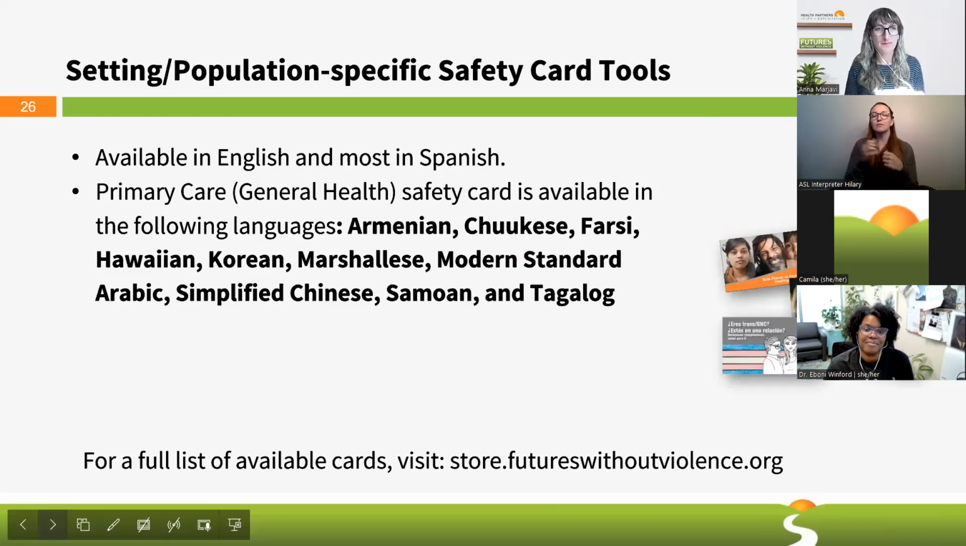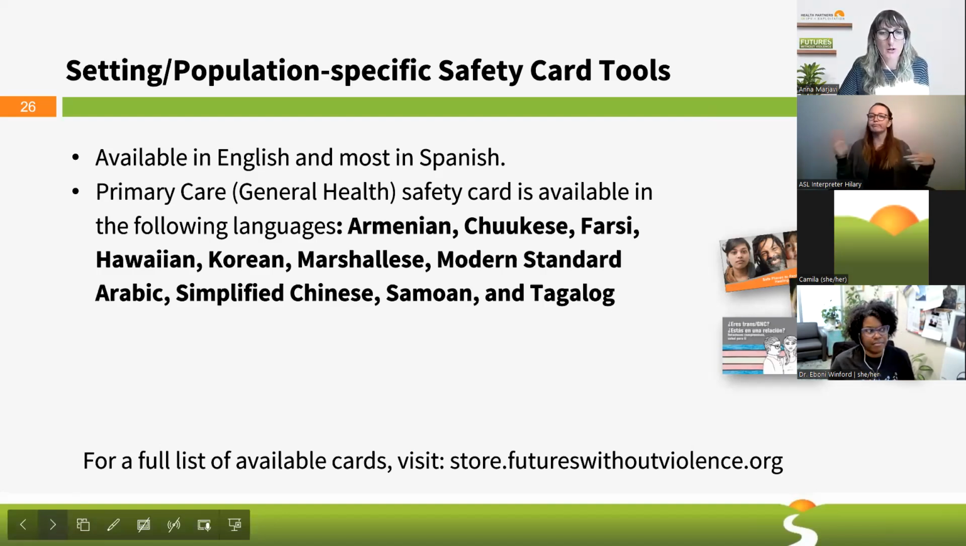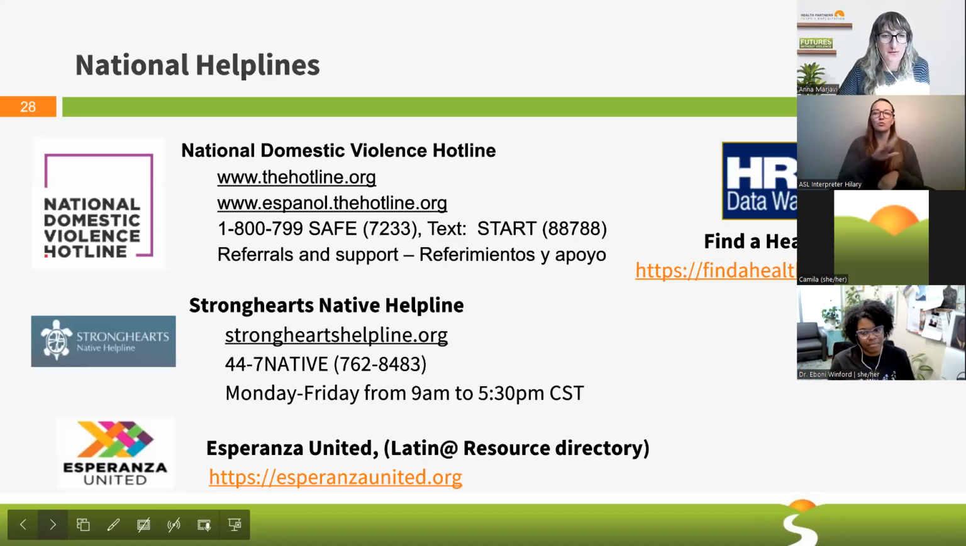Next slide, please. And we also have setting and population specific safety card tools. These are to help when you're doing the intervention and you're talking to patients or clients, to share 2 safety cards with them. One is for them to take for themselves, and one is for them to share with a friend or family member. And we have them in different languages for pediatrics, for reproductive health, for elder care. So there's a range of these safety card tools to help you open these conversations with your patients and clients. And you can find those in our online store.